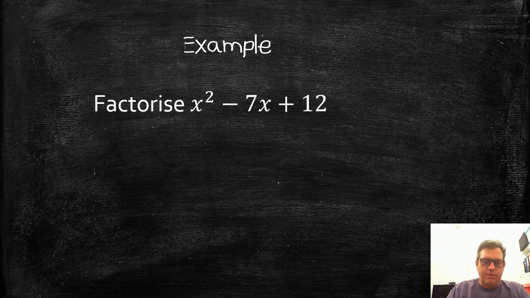Okay, another example here. Same thing. All right, this time though I have a minus one. I've got three terms. Is there a highest common factor? No. So what am I looking for? I'm looking for things that multiply to 12. Well, what could it be?